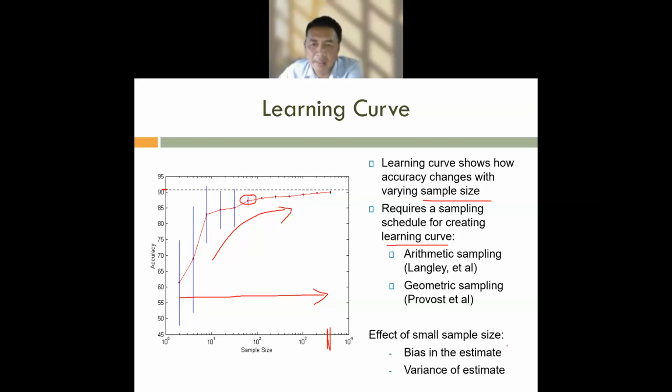The effect of a small sample size is bias in the estimate. So if you have a small sample size, the blue one is the bias, so you could have an error this big. That's why it's better to increase the sample size in order to increase the accuracy, so that your bias will be smaller.